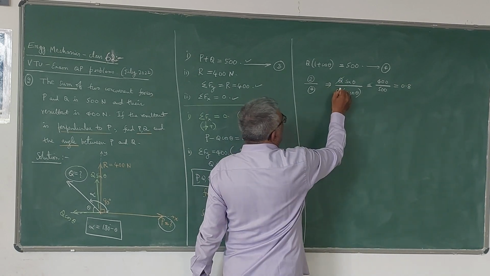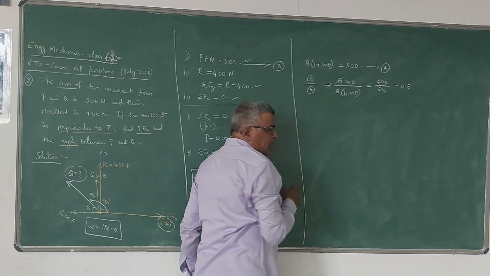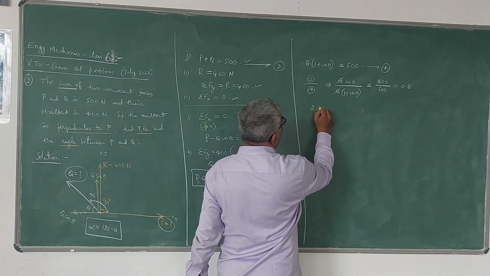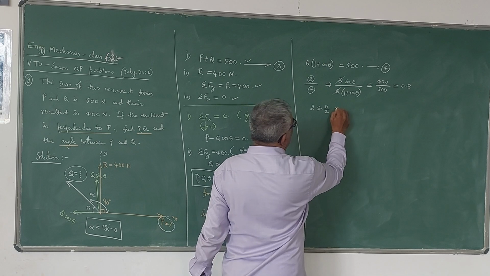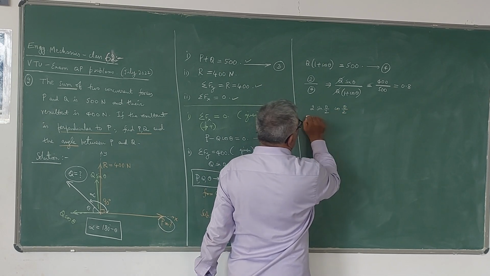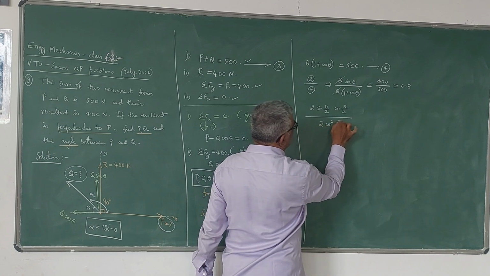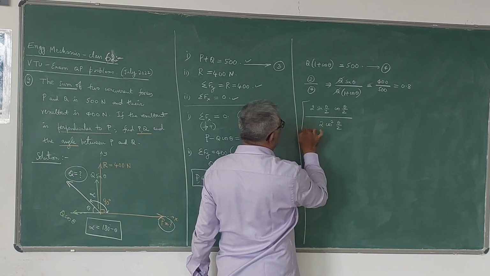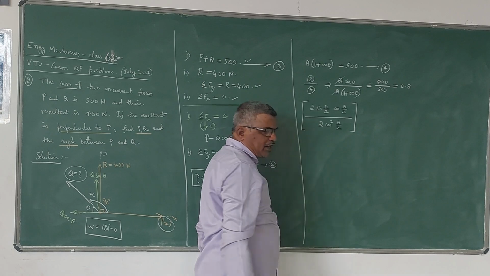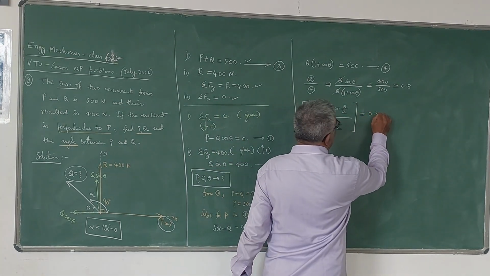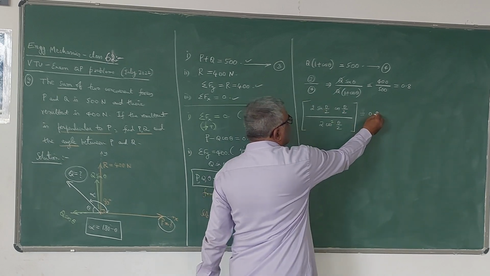Now, Q gets cancelled. Sin theta can be written as 2 sin theta by 2 cos theta by 2, divided by 1 plus cos theta, which can be written as 2 cos square theta by 2. So these relationships you should be knowing from trigonometry. Otherwise, it is not possible to solve this equation. It is equal to 0.8. This you have learned in your classes.